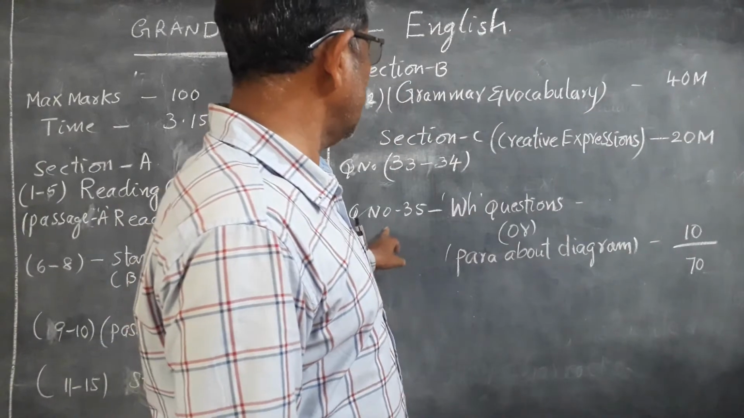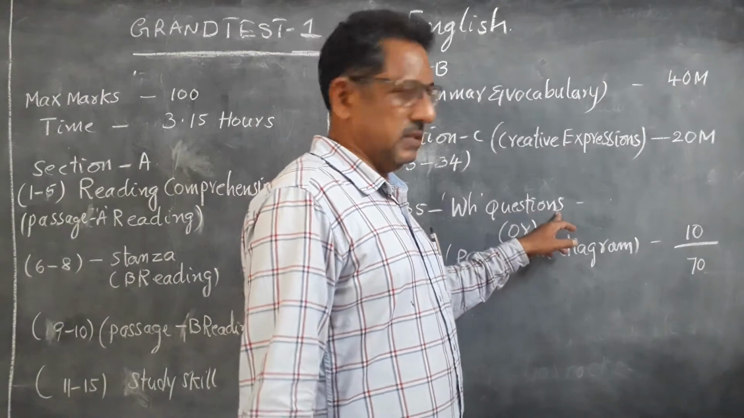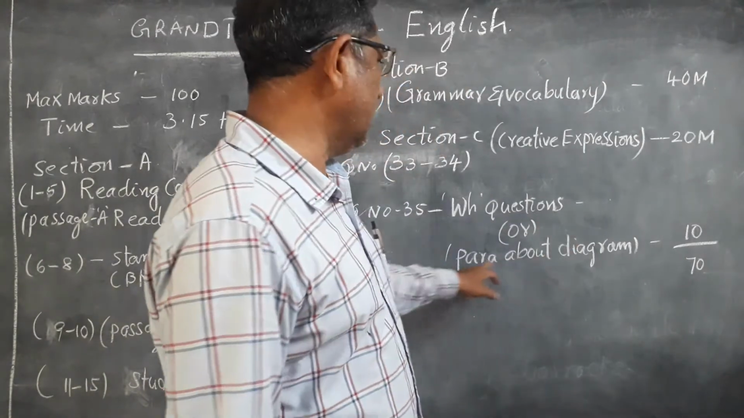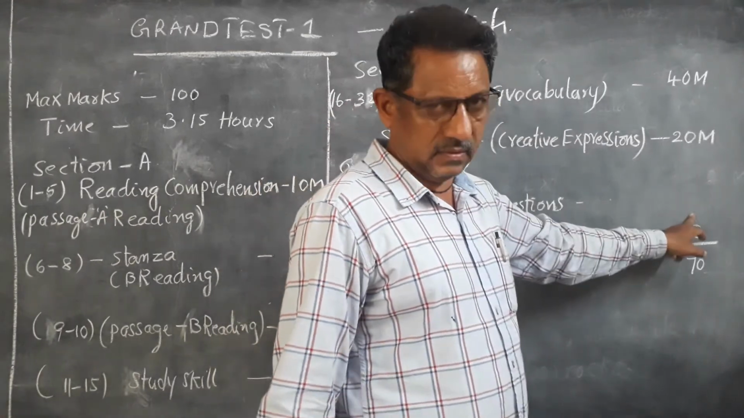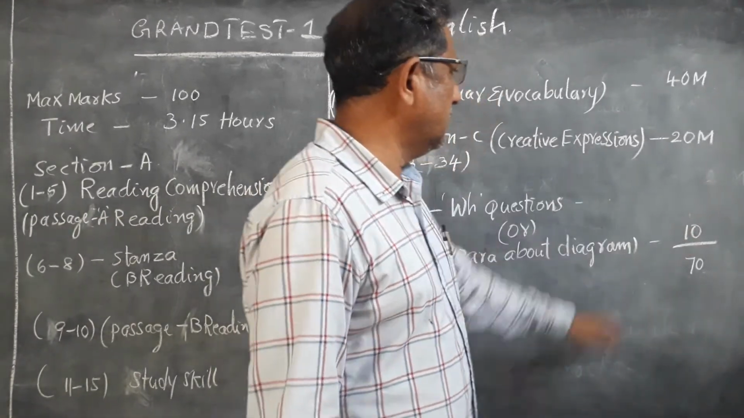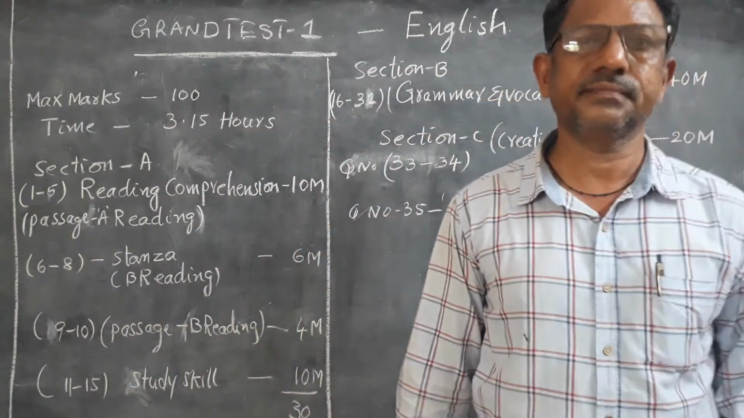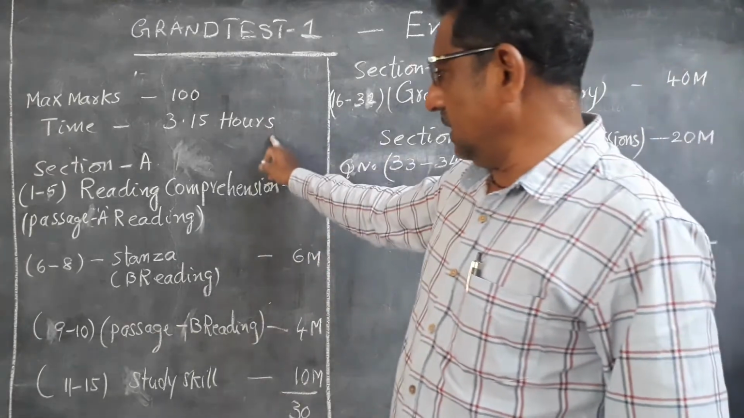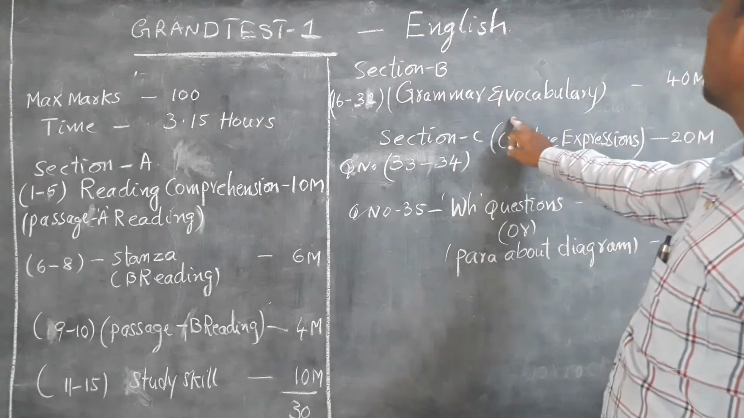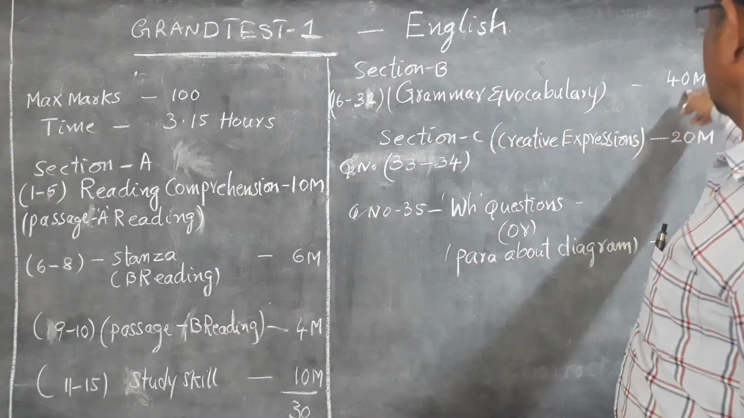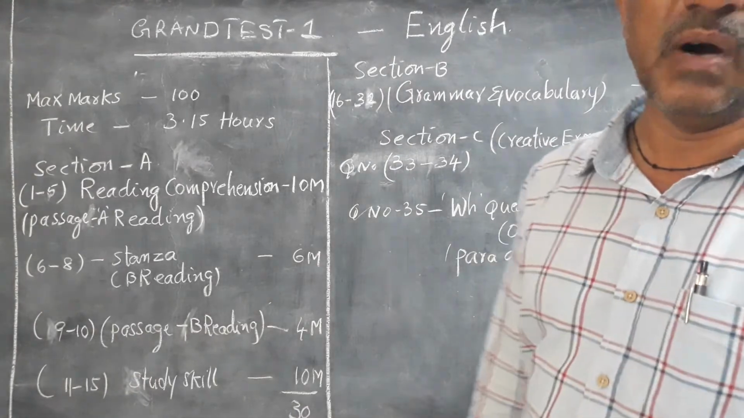Next, question number 35, framing WH questions or paragraph about diagram. 10 marks. The total: section A carries 30 marks, section B 40 marks, section C 30. Total 70 marks. So 30 plus 70, 100 marks.